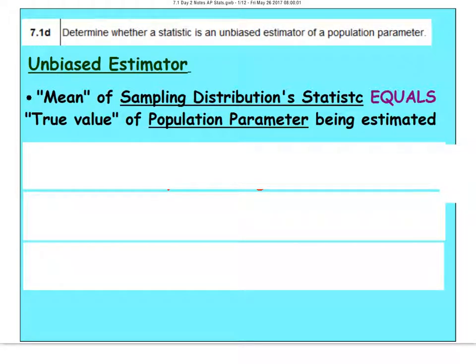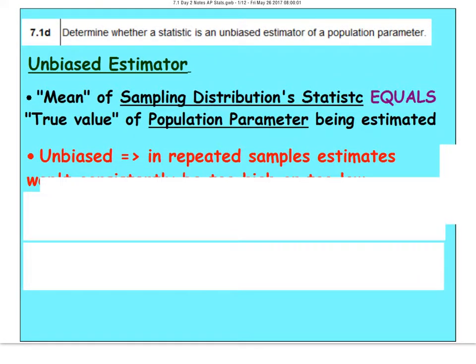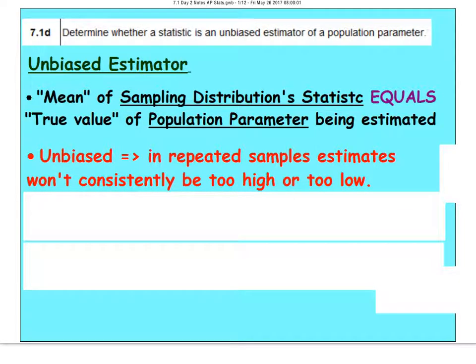So we thought for the chips that the true population parameter is 50%. Well, if we take the mean of all of our medians and it was close to 50%, that means the median is considered to be an unbiased estimator. Another element with an unbiased estimator: in repeated samples, its estimates won't consistently be too high or too low. To be unbiased, if we do more and more samples, it's really going to start to even out to what it should be.